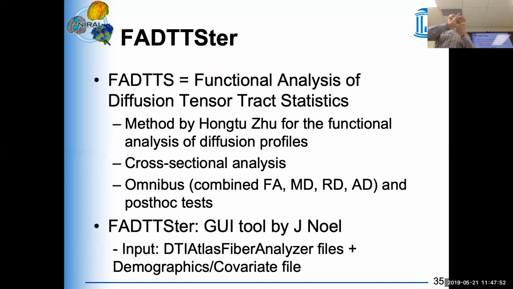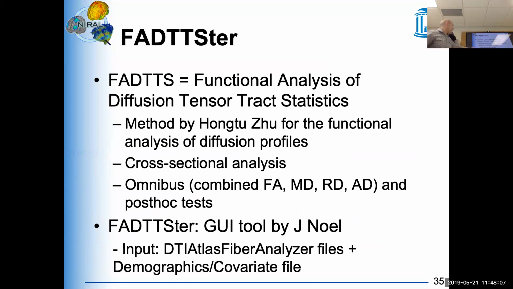Of course, usually we are then interested to know where things are different, not just, okay, there is a difference. We want to know, where is it different? Is it where along the tract? And is it just FA, or is it FA and MD, or all of them?